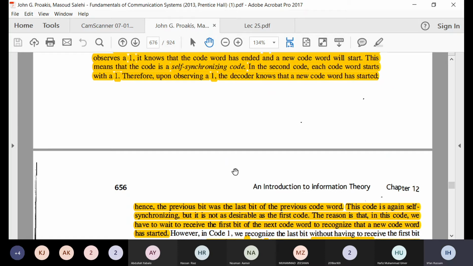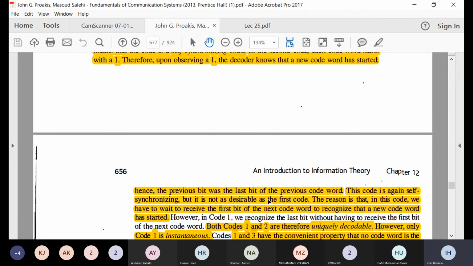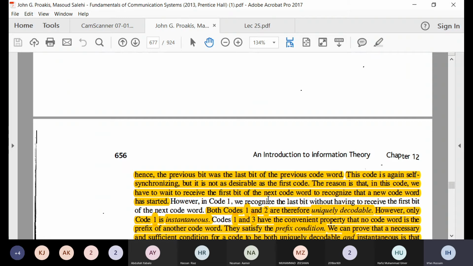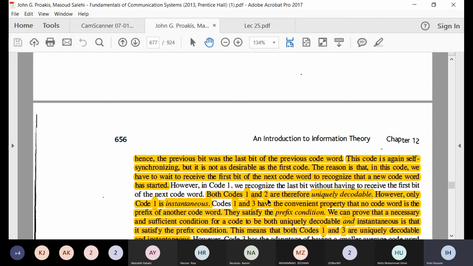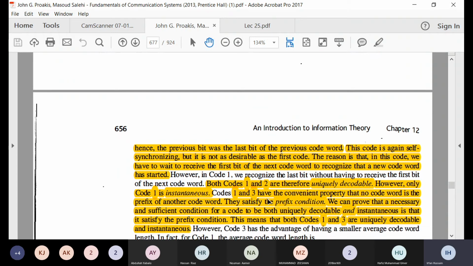But again, you can see that this is not as desired as the first code word, and the reason is that in the second code word we have to wait for the next code word to know whether the first code word has ended, because once the next code word starts with 1, then we will know that the previous code word has ended. So you have to wait for that, but in code 1 you don't have to wait for the next code. So you can see that yes, 1 and 2 are uniquely decodable, but only code 1 is instantaneous.